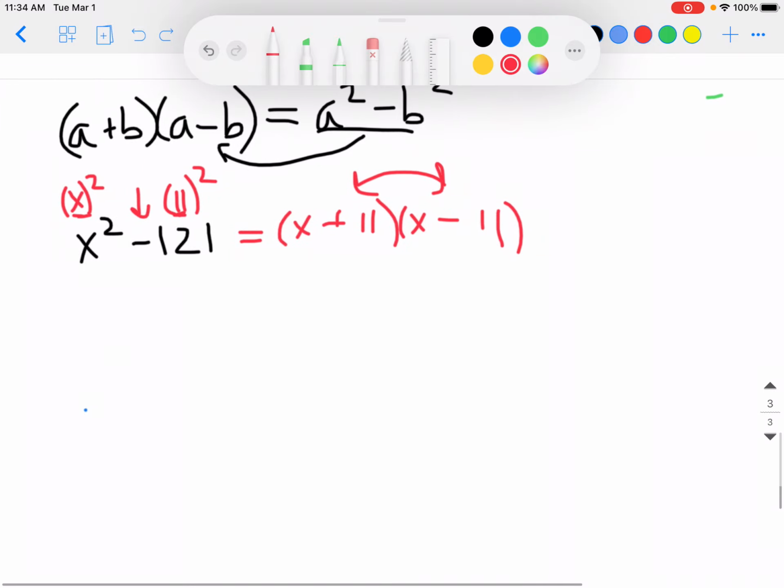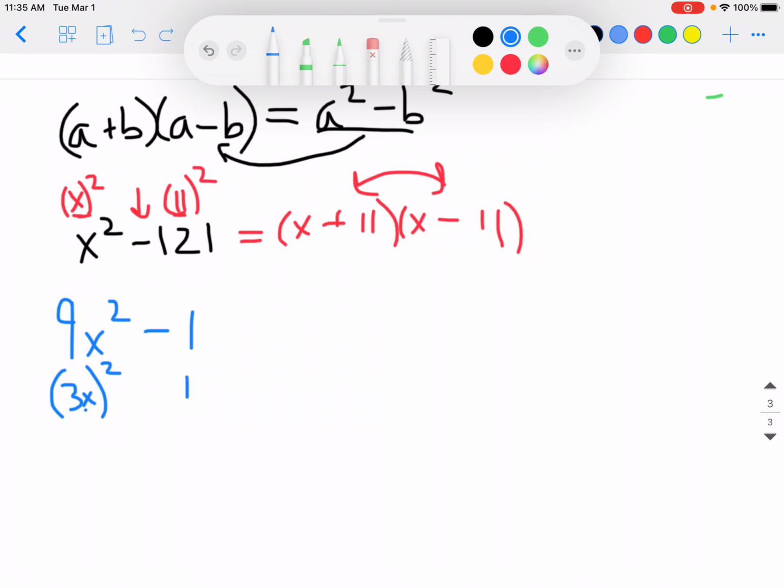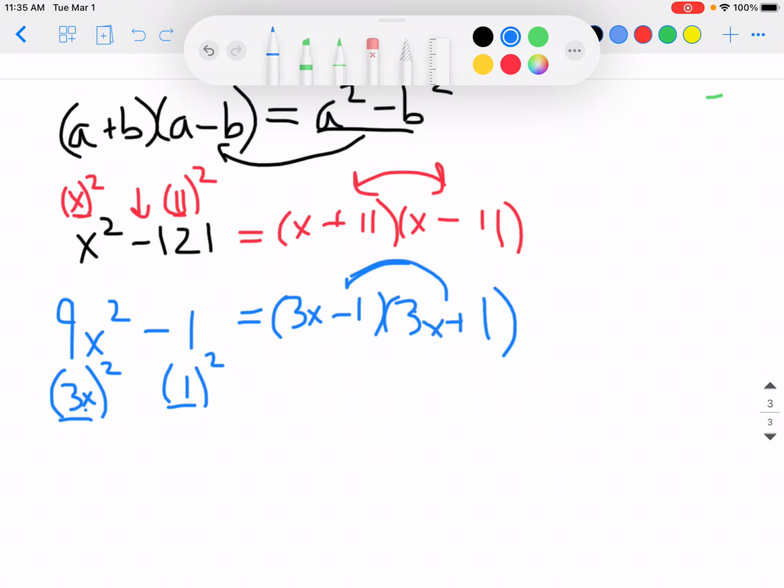Now, let's kick it up a couple of notches and show you some different looks. We could have something like 9x squared minus 1. It looks a little bit weird, but this is 3x quantity squared minus 1 squared. And so again, I'm going to take these pieces and put them in my parentheses with different signs between them. So 3x minus 1, 3x plus 1. Again, the order in which I have these signs doesn't really matter.